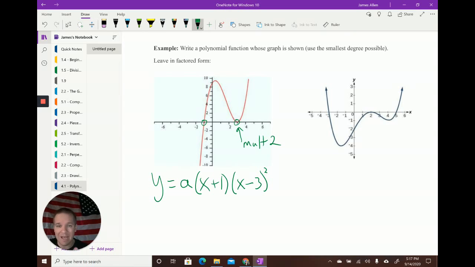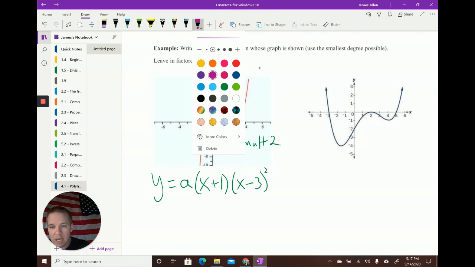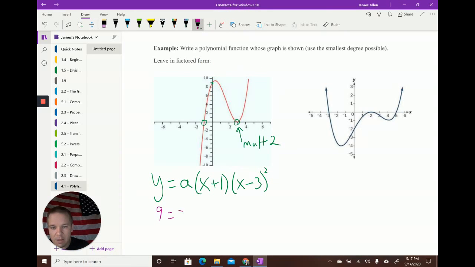Well, we could take any point on here, not from our factors. Let's take it from somewhere else. Like, how about our y-intercept of 9 up there, right? So I can throw in 9 for y, and I'm going to change colors doing this. I'd throw in 9 for y, leave a as is, and what's the x value going to be? It's going to be 0.